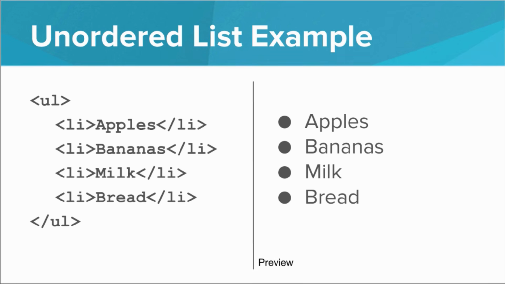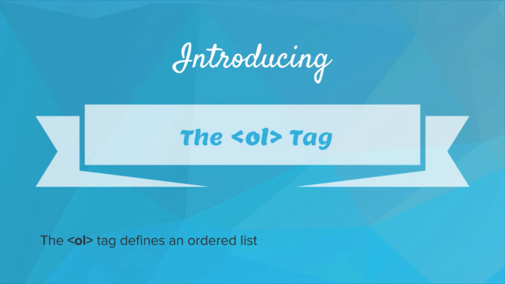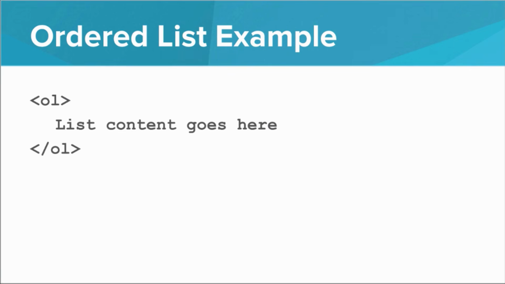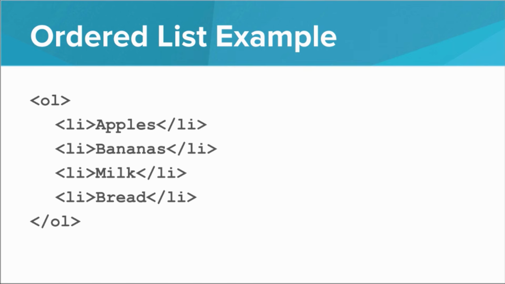Now what about ordered lists? Can you guess what the name of the tag is for an ordered list? So for an ordered list, we're going to need to introduce the OL tag. So OL tag stands for ordered list. UL for unordered, OL for ordered. So just like with the UL tag, we have an opening and closing OL tag, and the list content goes inside. So just like with the UL tag, we have an LI tag for each item in the list.